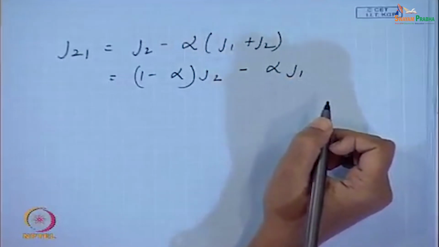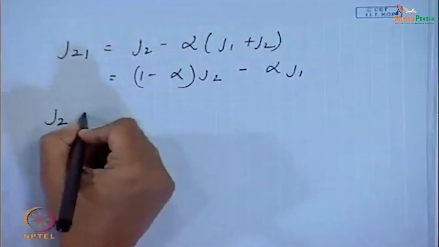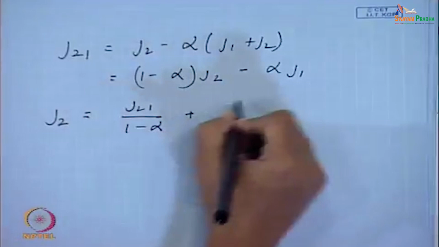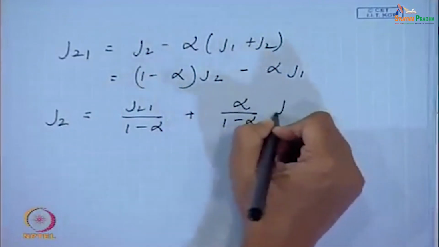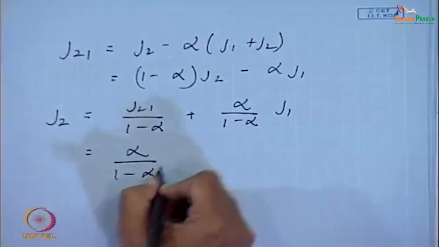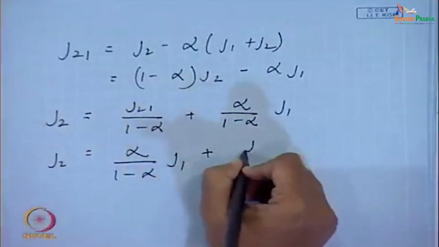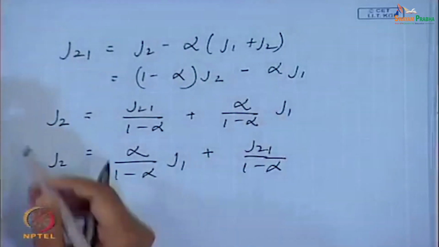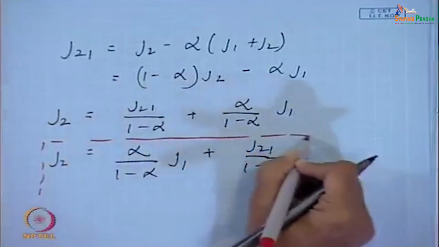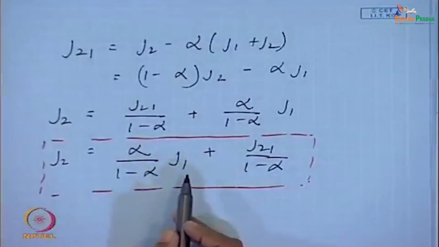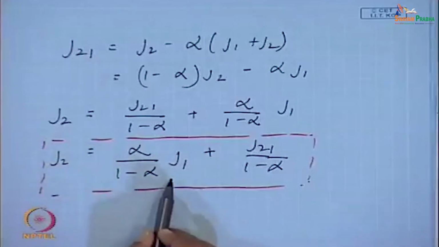Can I do this? Or in other words, I can write J2 equals J21 by 1 minus alpha plus alpha by 1 minus alpha J1. I'll just rearrange it for my convenience. Now, if you see this particular equation, what do you find? That from the drift flux model we can get a relationship between J2 and J1.